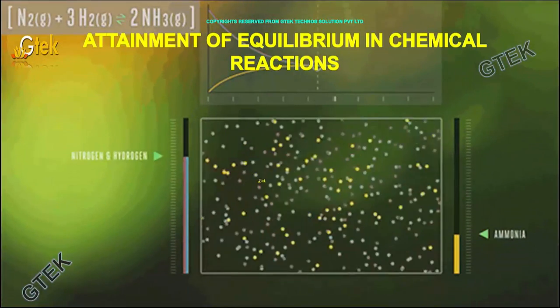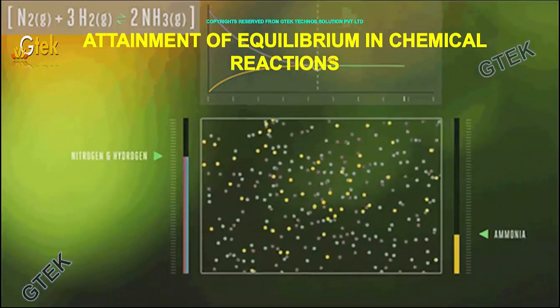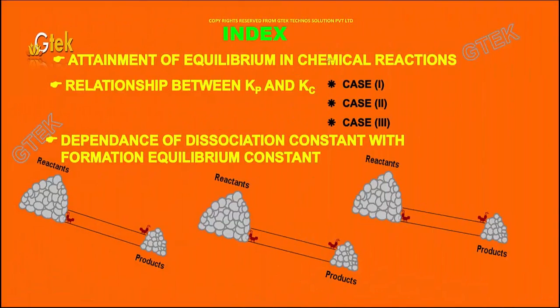Let's move on to discuss the attainment of equilibrium in chemical reactions. Here is the index. I am going to talk about the attainment of equilibrium in chemical reactions, the relationship between Kp and Kc, case 1, case 2 and case 3, and the dependence of the dissociation constant on the formation equilibrium constant. These are the areas we are going to look into.